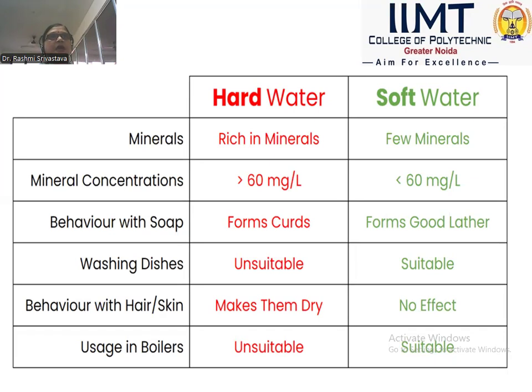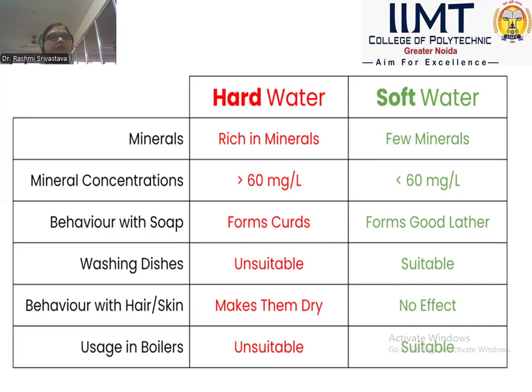For washing dishes, hard water is unsuitable because it deposits a thin film of calcium carbonate on the upper and lower, or inside and outside, surfaces of the utensils. Soft water is completely suitable for washing purposes, either for clothes or for any appliances, due to the presence of less content of calcium and magnesium salts.